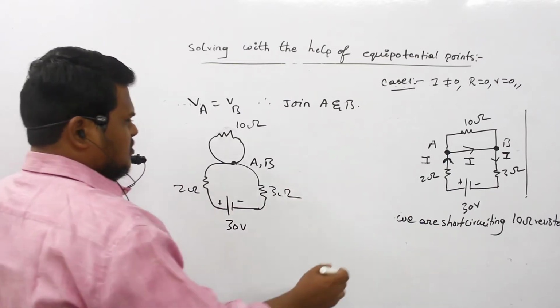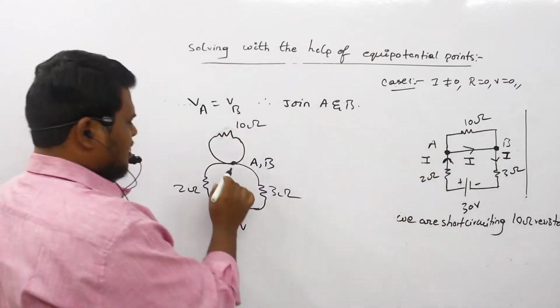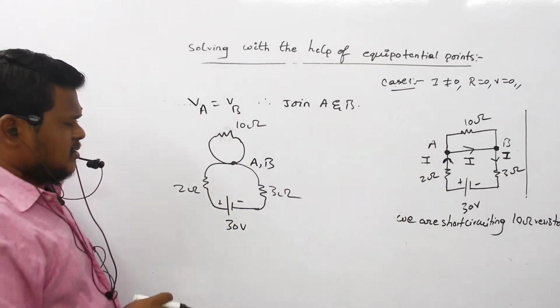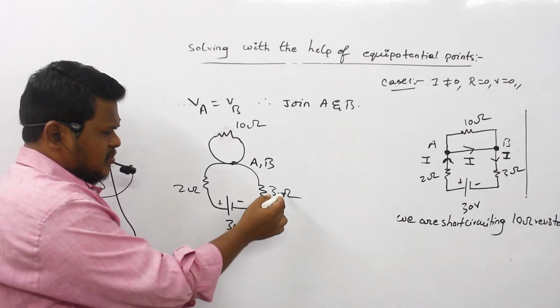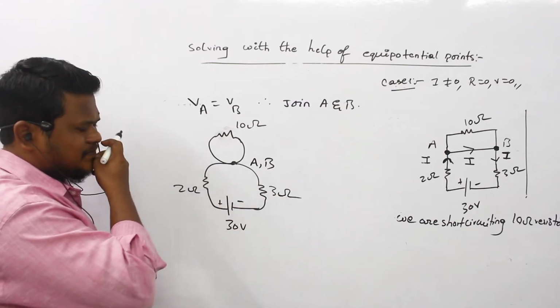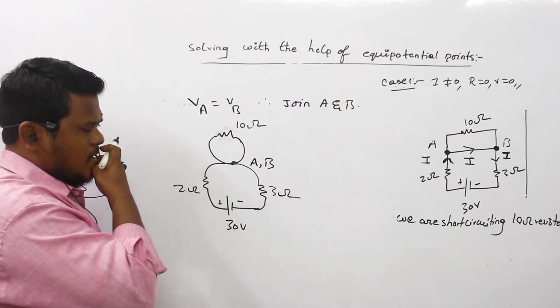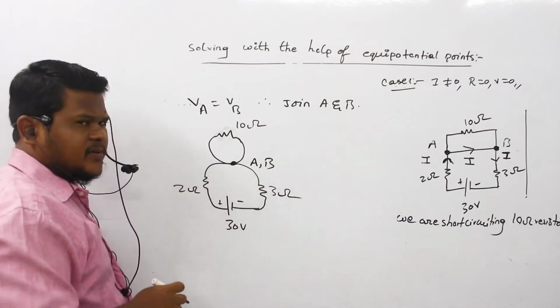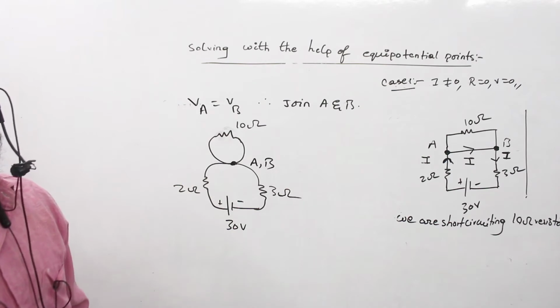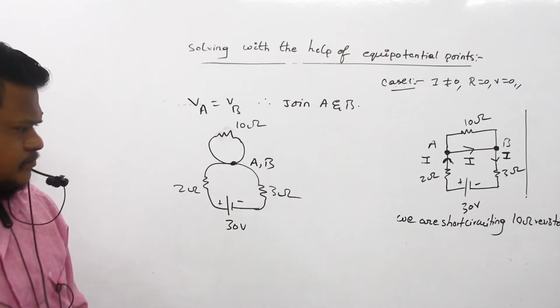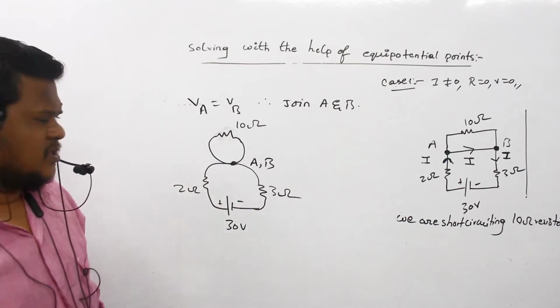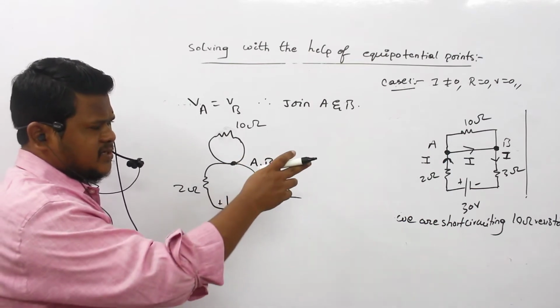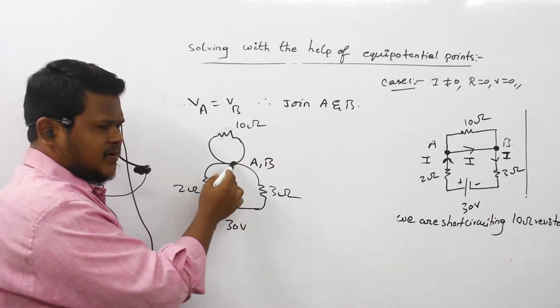So points A and B I have joined like this. Can I draw like this or not? Is there any problem in this one? Points A and B, I have combined them and joined like this. Is there any problem? Definitely we can draw. Clear? Because A and B are equipotential points, definitely I can draw.